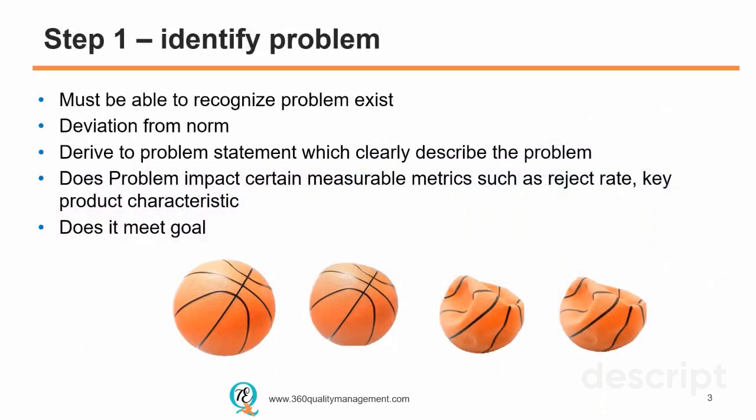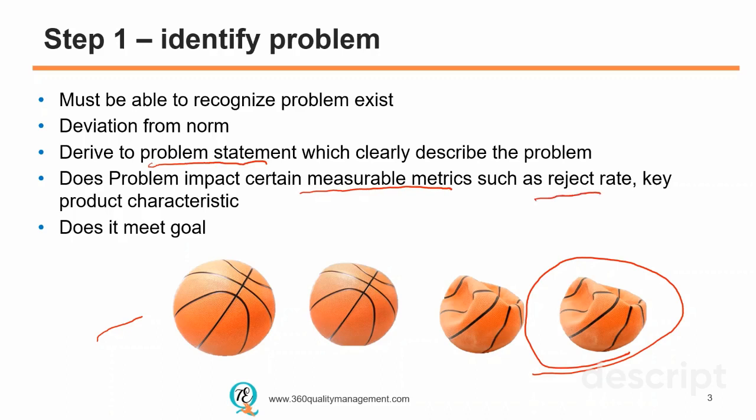Let's start with identifying the problem. So in order to resolve a problem, we must understand that the problem exists, that it has deviated from the norm, and a problem statement has to be established. Does it impact certain measurable metrics? For example, yield rate or the key parameters metrics. This is how a problem is identified.